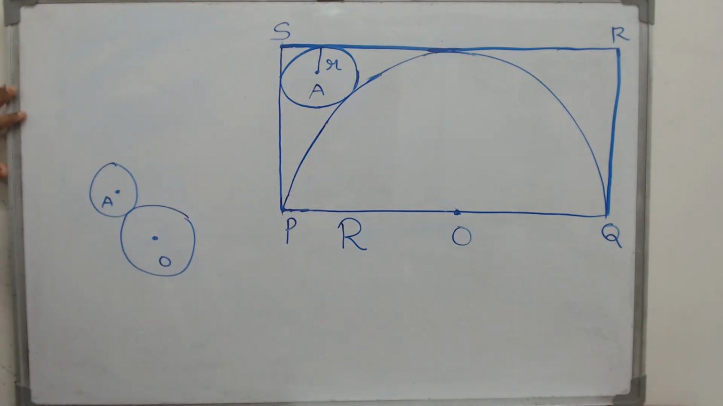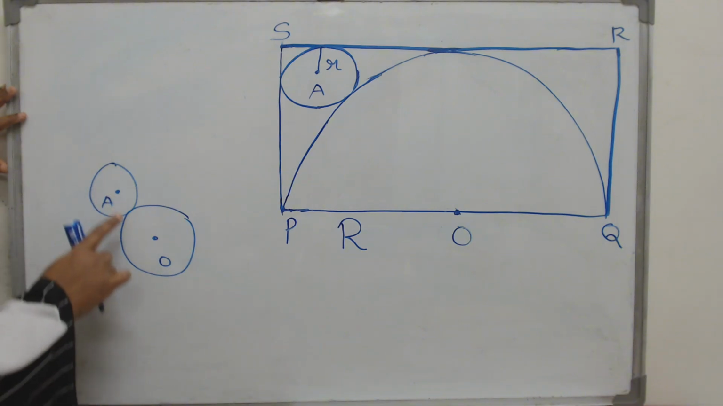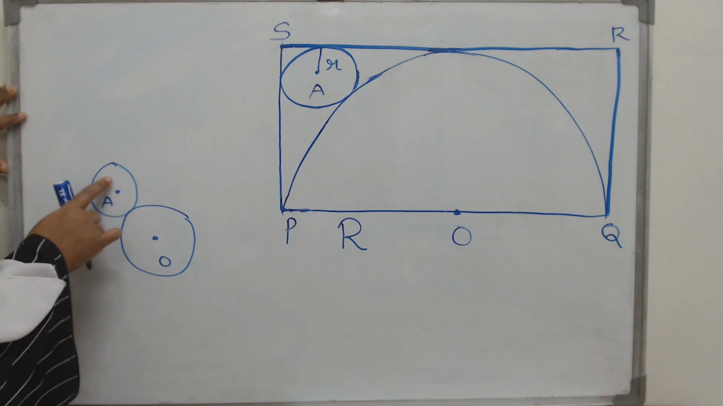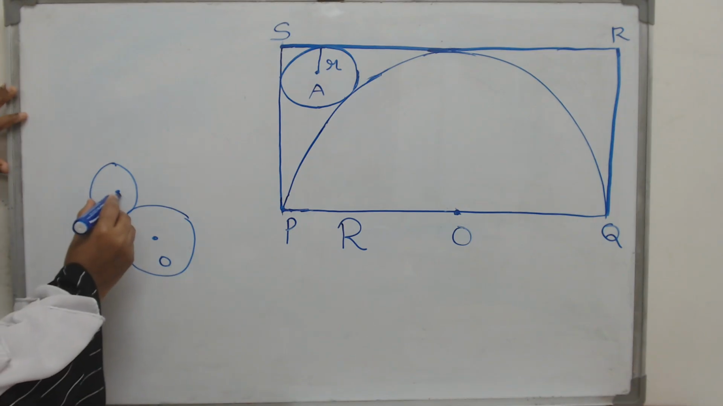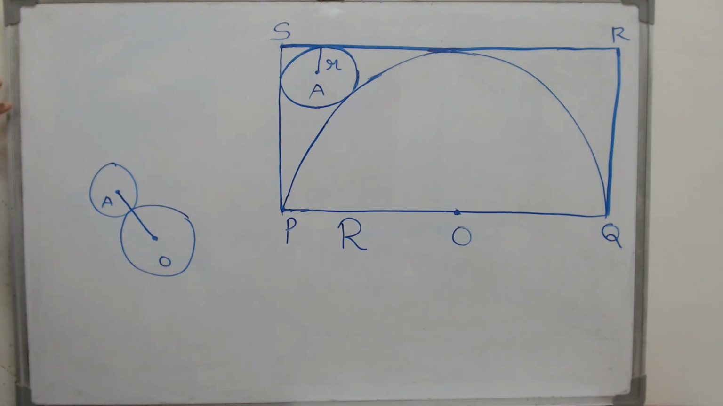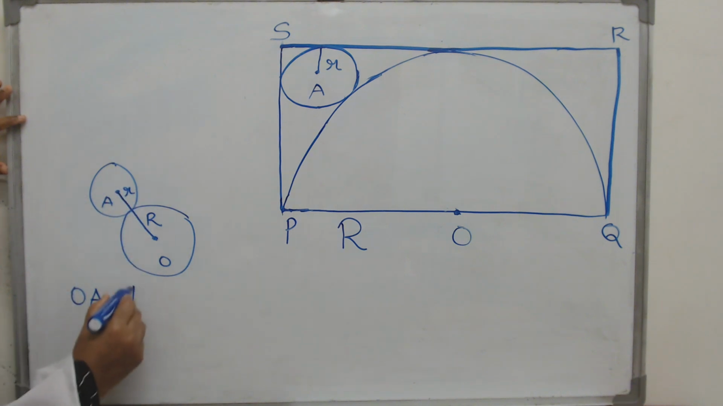Now when two circles touch externally, what do we know? Both of their centers and the point of contact, all these 3 points are collinear, or in other words, they lie on the same line. Not only that, the distance between the centers is given as the sum of their radii.